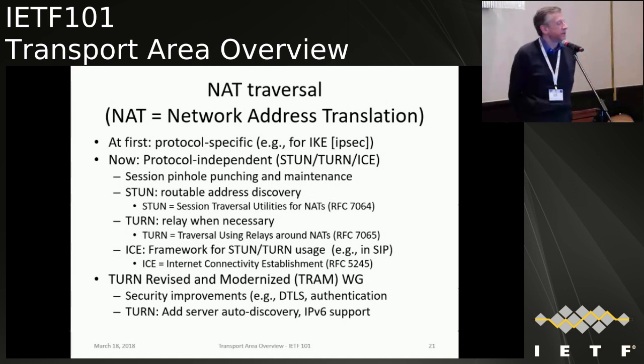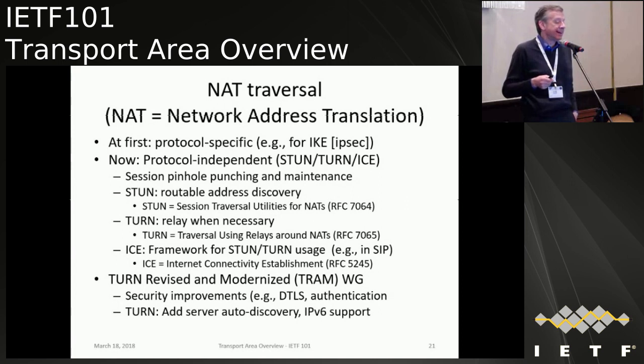32 bits turned out not to be enough address space for IPv4 addresses, and there are other reasons to do things like address translation in boxes at the edges of the internet. NATs are now widely deployed. At first, the traversal for network address translation was done on a protocol by protocol basis. IKE, which is the key negotiation setup protocol for IPsec, was the first for which work was done. Now there is a protocol independent framework consisting of the STUN, TURN, and ICE protocols.